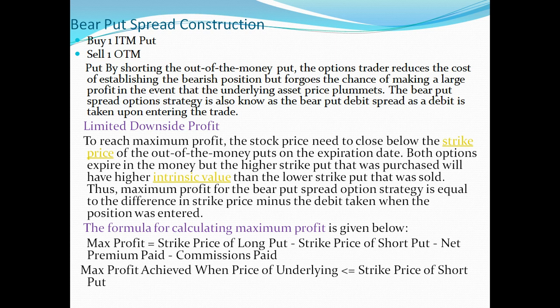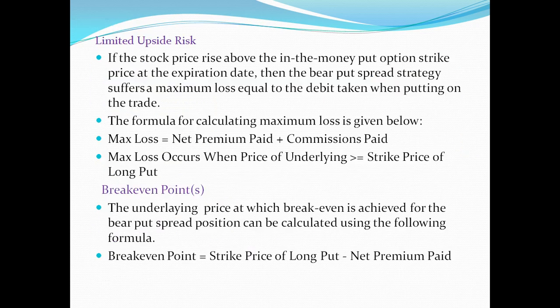Formula for calculating maximum profit: maximum profit equals strike price of long put minus strike price of short put minus net premium paid minus commission paid. Maximum profit is achieved when the price of the underlying is less than or equal to the strike price of the short put.